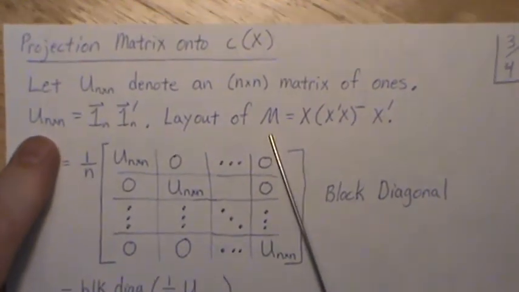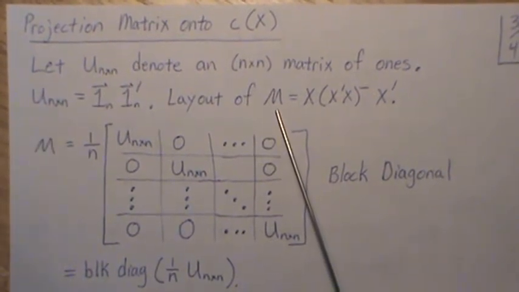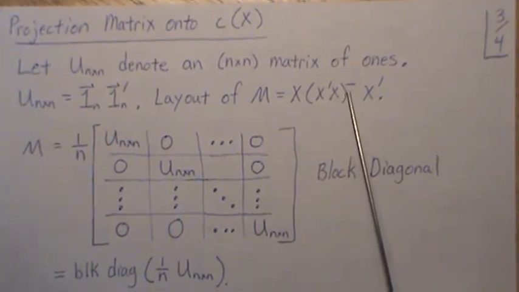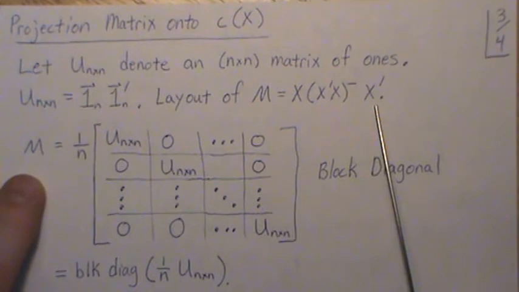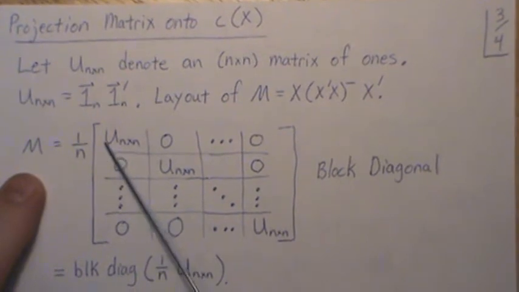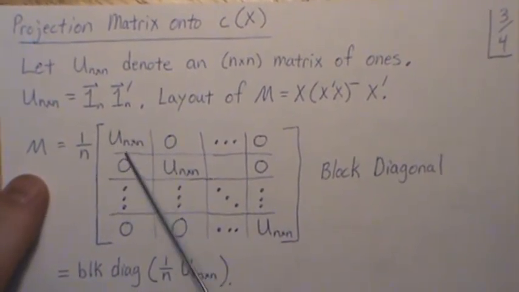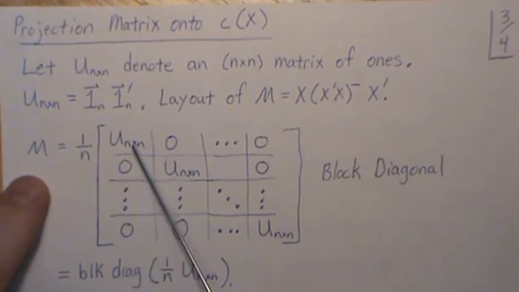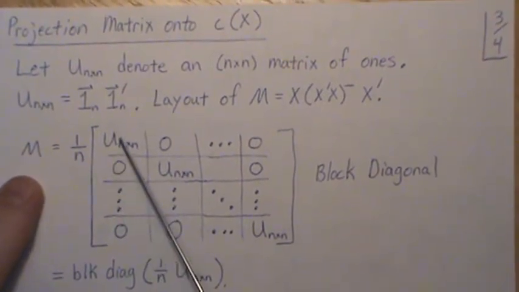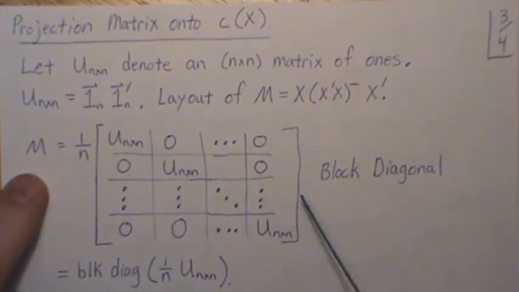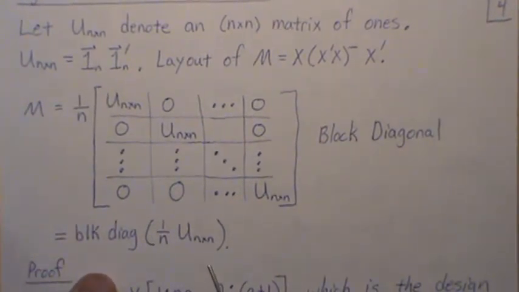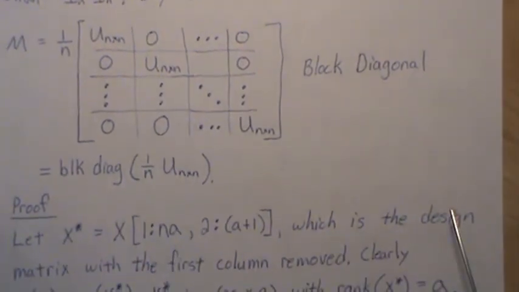Now the layout of the perpendicular projection matrix, and we've been calling it M in previous videos, and we'll continue to call it M, is X (X transpose X) generalized inverse X transpose. Now the layout of it is this. It's what's called a block diagonal matrix, where in the block it's a constant matrix of 1 over n, right? So this is an n by n matrix of 1s, but we have to multiply in that 1 over n. And so each block down the diagonal is a 1 over n times an n by n matrix of 1s. Now let's prove that, because that'll be important.